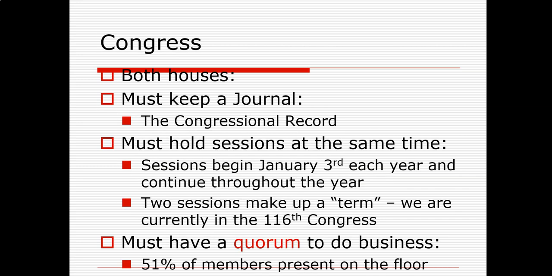Congress, now this is for both houses, must keep a journal, the congressional record, and must hold sessions at the same time. Sessions begin January 3rd each year and continue throughout the year. 2 sessions make up a term. We are currently in the 116th Congress. Must have a quorum to do business. 51% or more of the members must be present on the floor in order to conduct business in Congress.